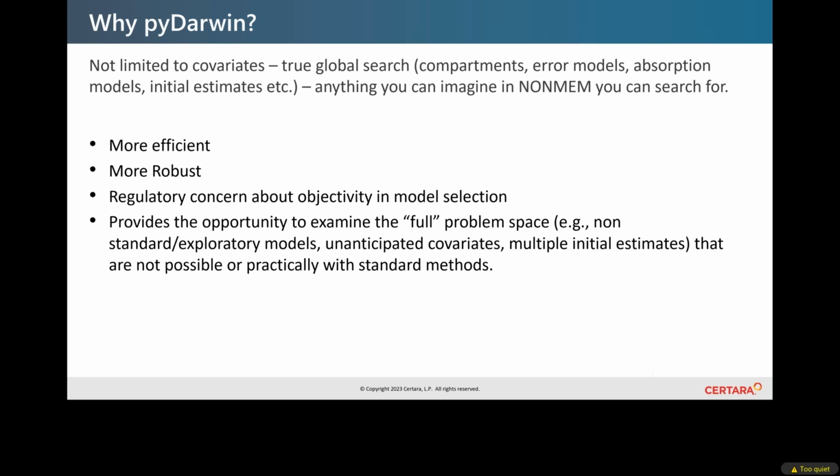It is a global search. It searches the space of all possible combinations of all of these characteristics, allowing you to do things that you can't practically do. You can't develop the full between subject variability model and the full absorption model and the full covariate model for 1 and 2 and 3 compartment models manually, but you can do that with an automated method.